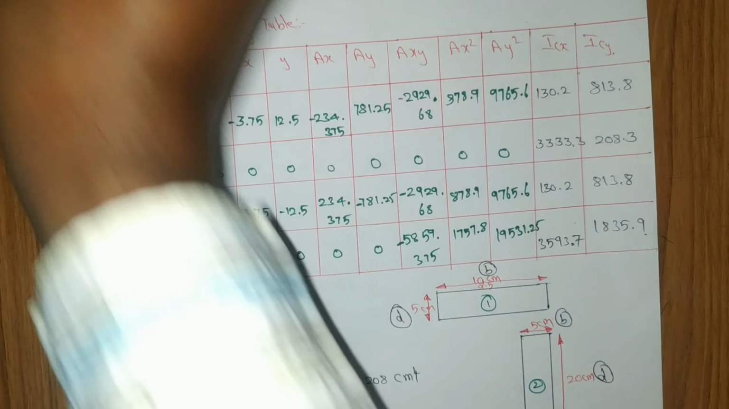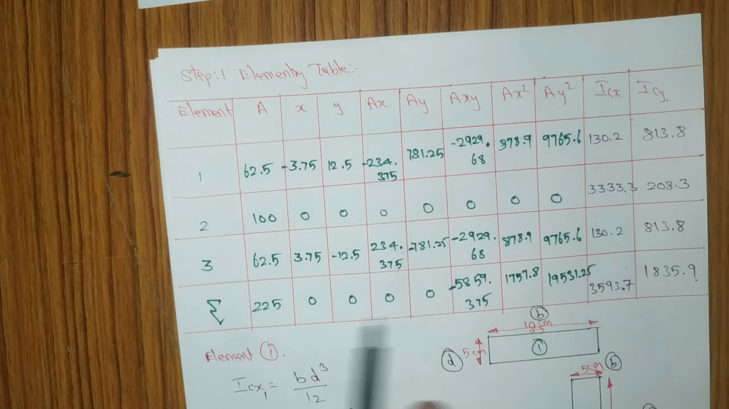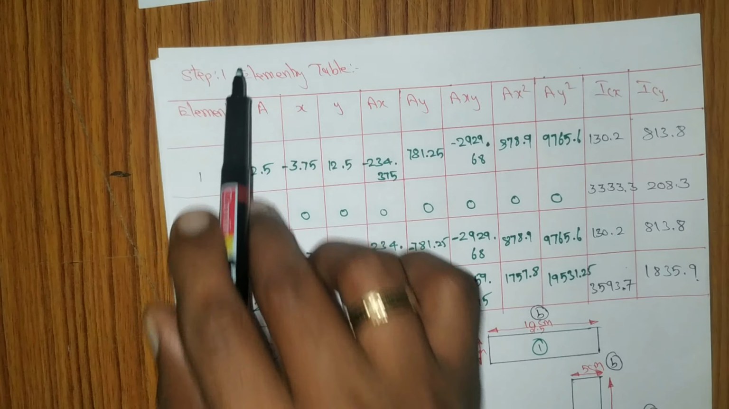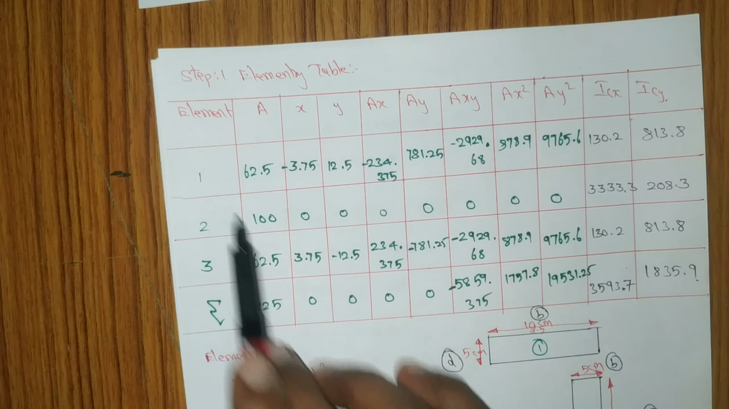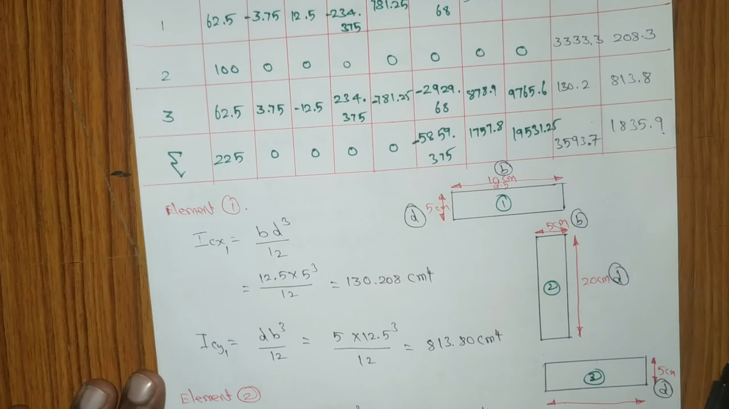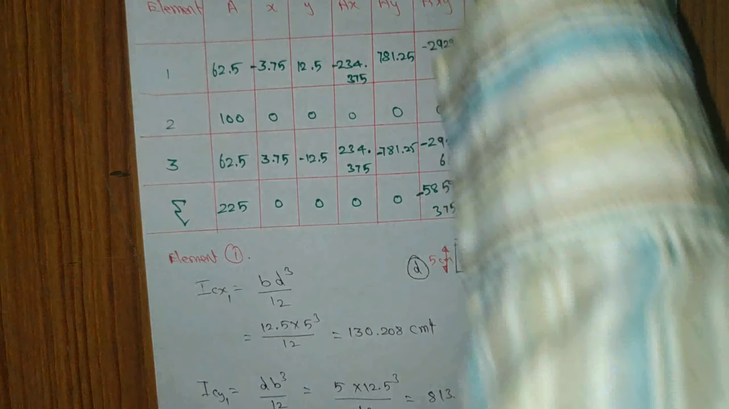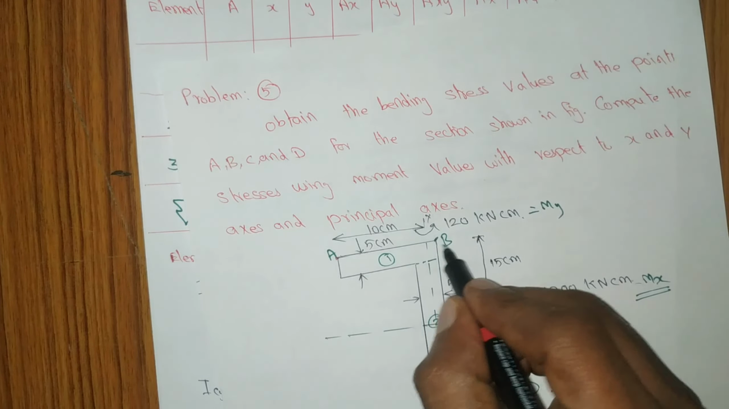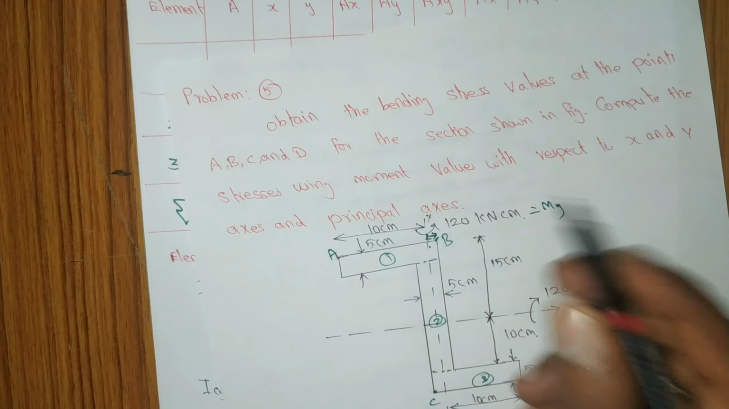So now we will go to our problem. We will form the elementary table. In the elementary table, we have three elements. We split this Z section into three elements: element 1, element 2, element 3. And we are taking the entire data. Here they are giving the value only up to this axis. They are giving 10, so we need to add the remaining portion of 2.5.